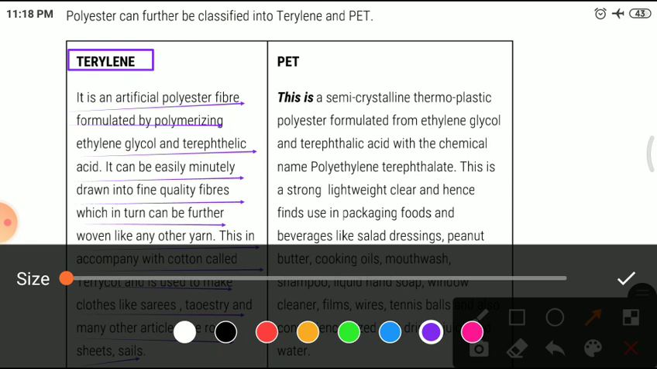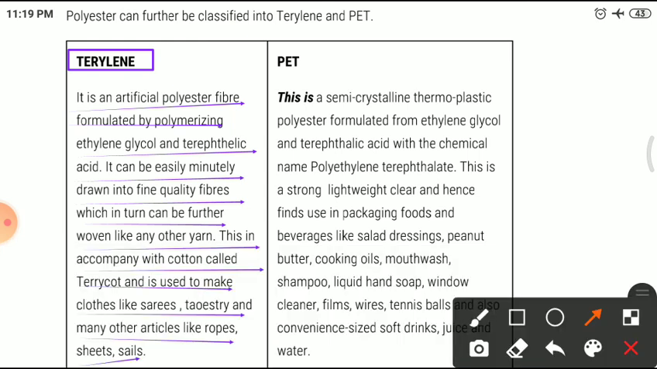PET. PET is a very familiar form of polyester. It is used for making bottles, utensils, films, wires and many other useful products. This is a semi-crystalline thermoplastic polyester formulated from polyethylene glycol and terephthalic acid, with the chemical name of polyethylene terephthalate.